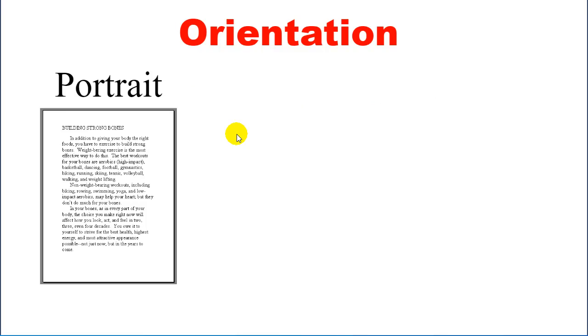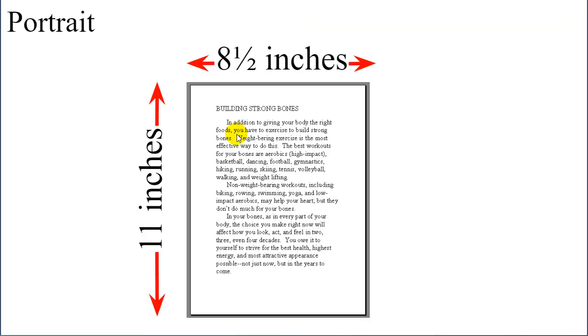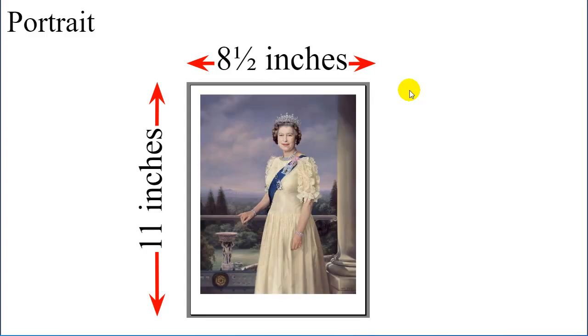Let's talk about portrait. Portrait, we already know, is 8.5 by 11 inches. That's a standard size piece of paper in America. It's letter size paper. If you were going to paint a picture of Queen Elizabeth, you might set your canvas up on an easel and get all your paints ready, and you would probably turn the canvas this way, portrait, and you'd draw a portrait of the Queen.